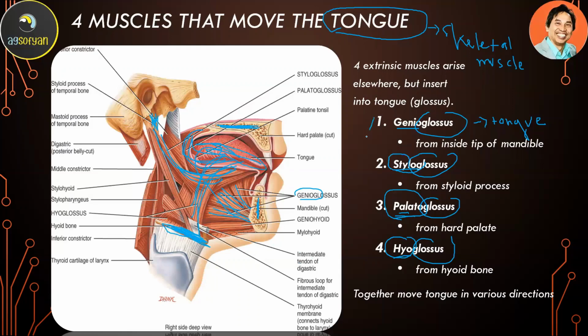So again, there are 4 skeletal muscles that control our tongue movement. Genioglossus originates from the mandible. Styloglossus originates from the styloid process. Palatoglossus originates from the palatine. And hyoglossus originates from the hyoid bone over here.